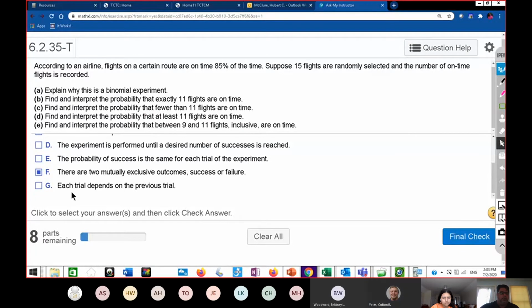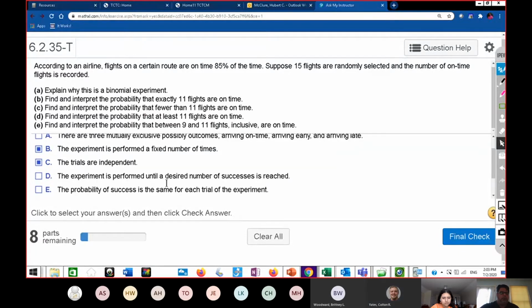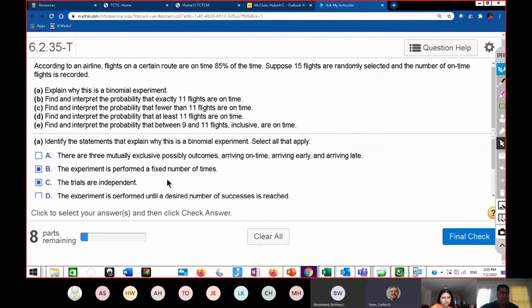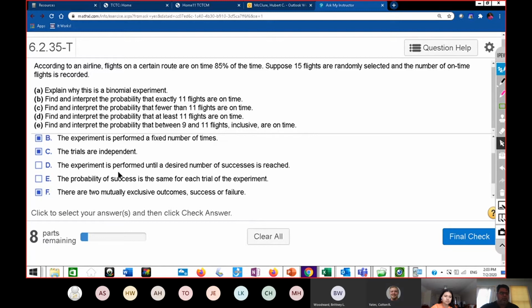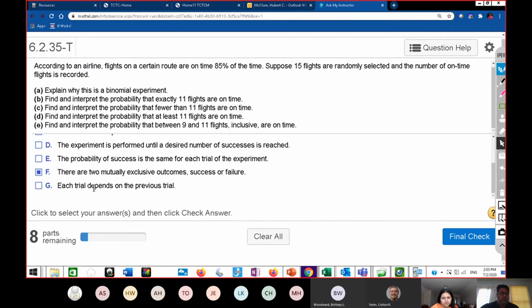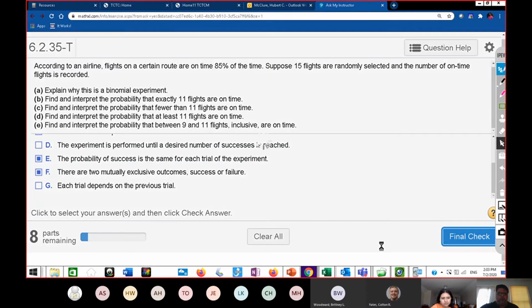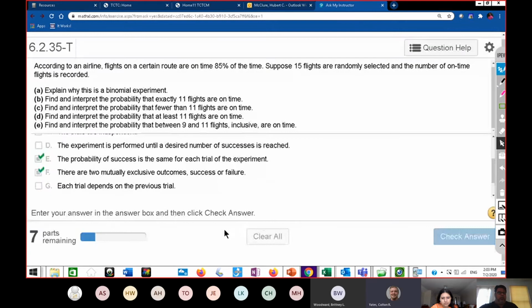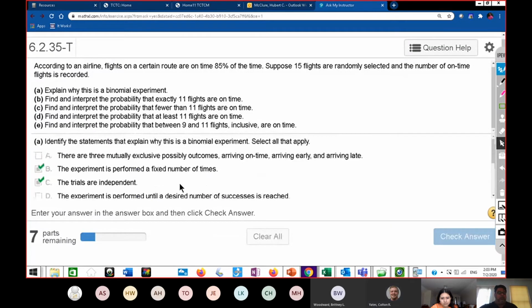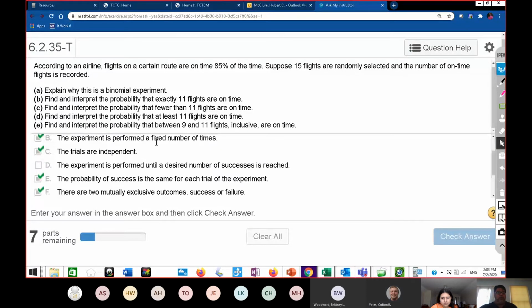Let's see. I'm looking. I hate these wordy questions. It's not 3, so it must be one of these. Let's see. It's performed. It's not previous trial. The probability of success. Write those 4 down. The experiment is performed a fixed number of times, 15.